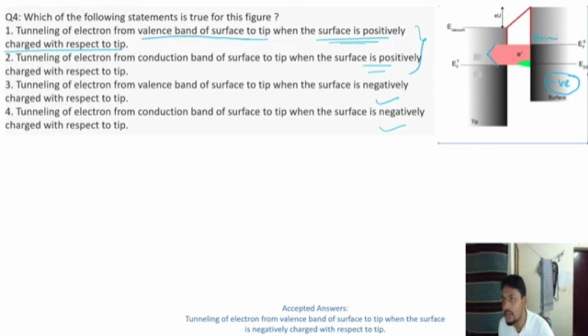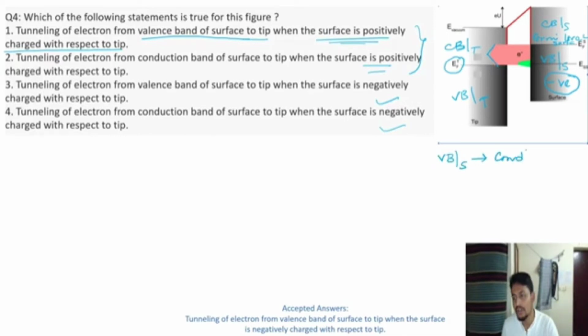This is the Fermi level of the surface, right? Below the Fermi level we already know is the valence band, and above the Fermi level is the conduction band. So this is the conduction band and valence band of the surface. Now, this is the Fermi level of the tip. Above the Fermi level of the tip is the conduction band of the tip, and this is the valence band of the tip. So from the valence band of the surface to the conduction band of the tip, right? I have already said, electrons always go from the valence band, because the valence band is filled, not the conduction band. The conduction band is vacant or empty. So here the movement is from the valence band of the surface to the conduction band of the tip, and the surface is negatively charged, right?